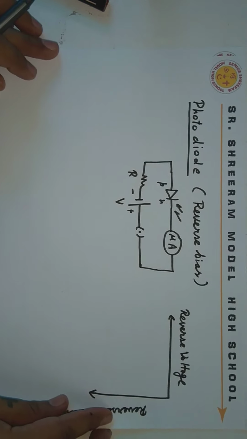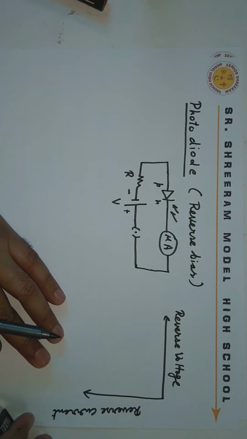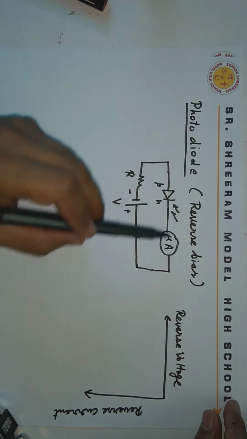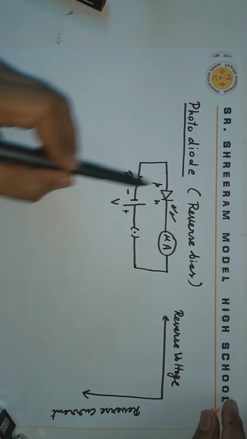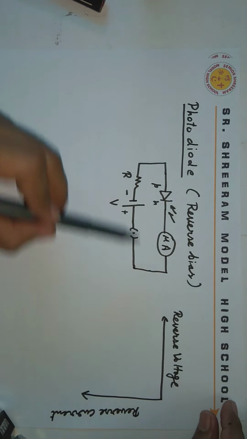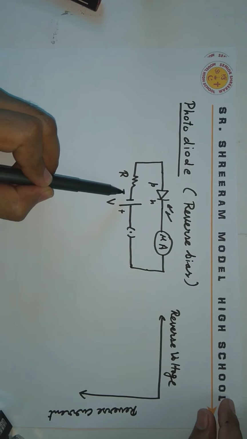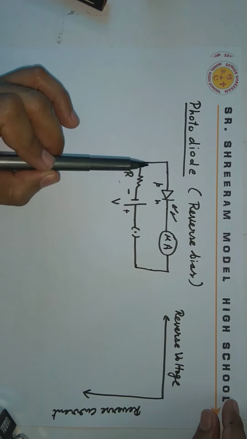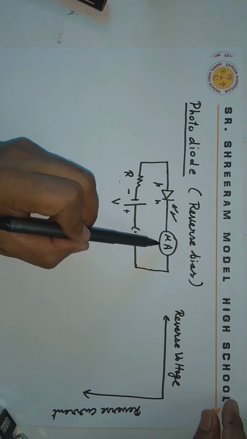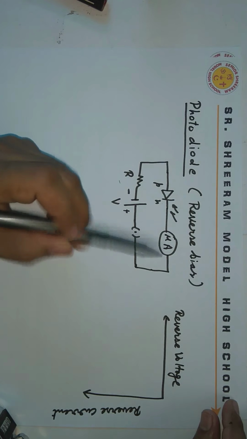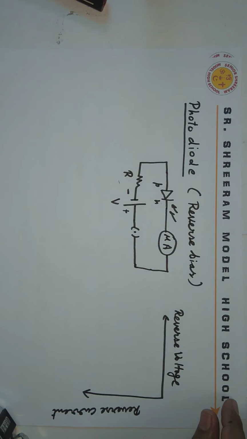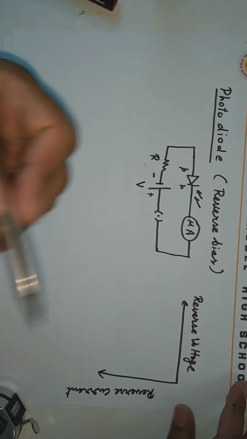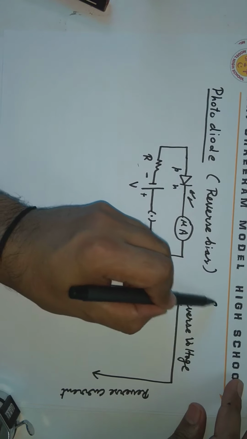So one thing we must note, that photodiode operates in reverse bias. Photodiode operates in reverse bias. It never works in forward bias. So as I already told you, it works in reverse bias. So the negative terminal of the battery will be connected with P type. As simple as that. And it is connected with a microammeter, because in reverse bias the current is very less. Okay, so now we will see its characteristics.